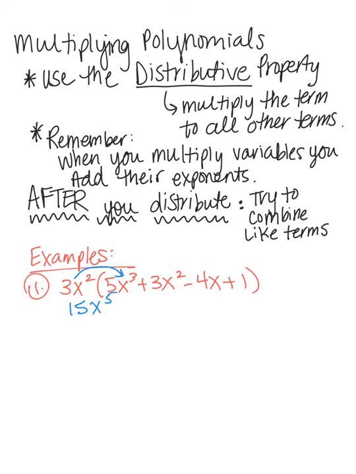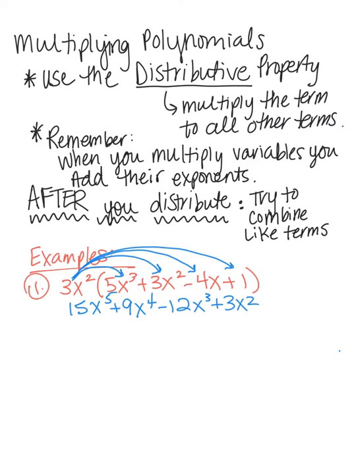Then I'm going to take 3x squared, multiply it by another 3x squared, which will give me 9x to the 4th. 3x squared times negative 4x gives me negative 12x cubed. 3x squared times 1 is going to give me 3x squared.